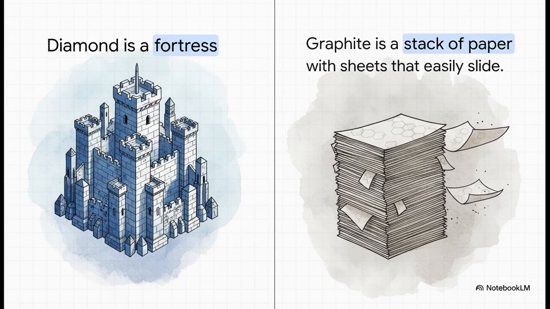A really simple way to picture it is like a fortress versus a stack of paper. The diamond is the fortress. Every single brick is interlocked with all the others, making it unbelievably strong and stable. You can't just push it over. But graphite? That's our stack of paper. The individual sheets are pretty strong, sure, but they can just slide right off one another with almost no effort at all.